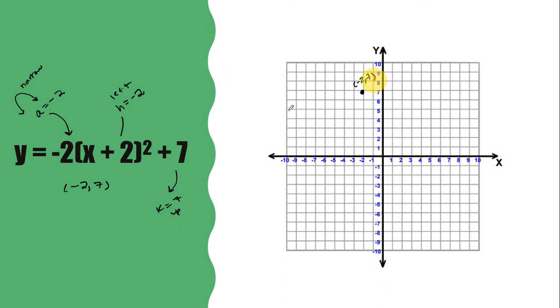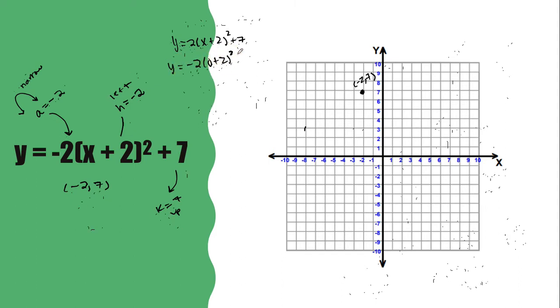So I know that I have a point at (-2, 7). I need to find another point. Sorry, I've been pausing the video. So let's find the y-intercept. I'm going to plug in the value 0 for x. So y equals -2 times (0 plus 2) squared plus 7.